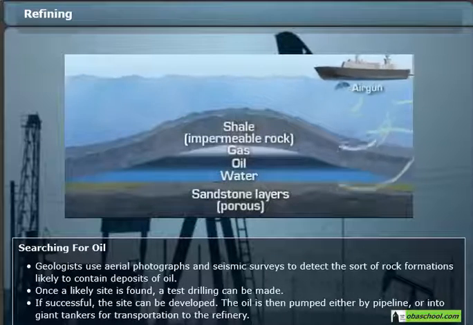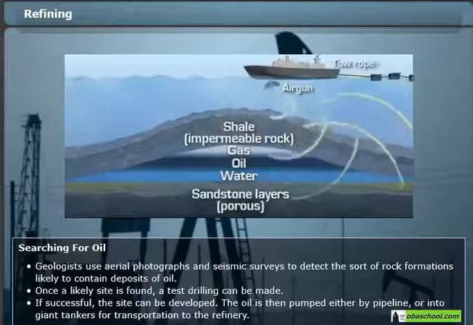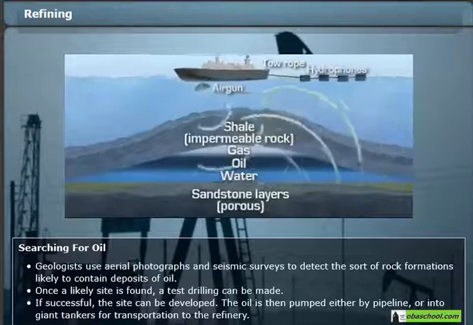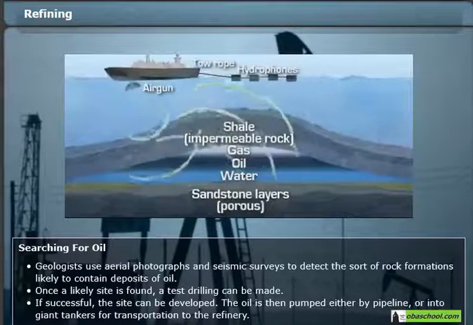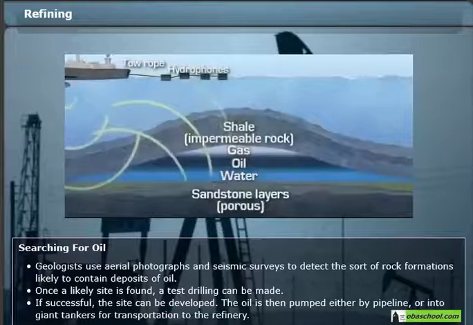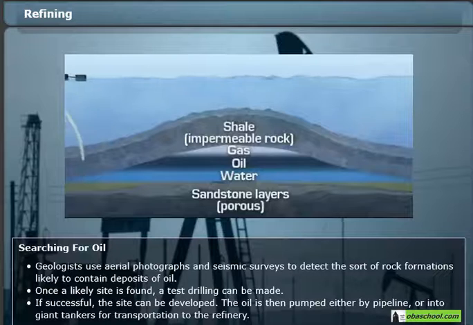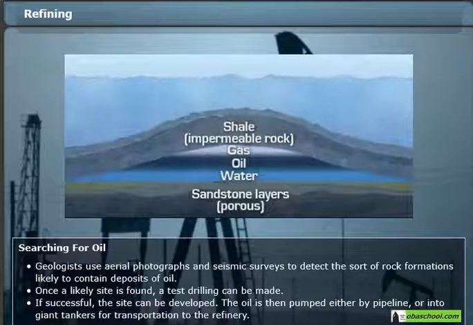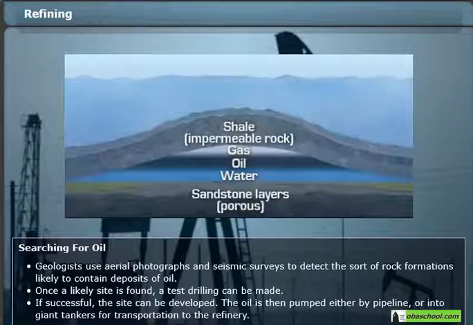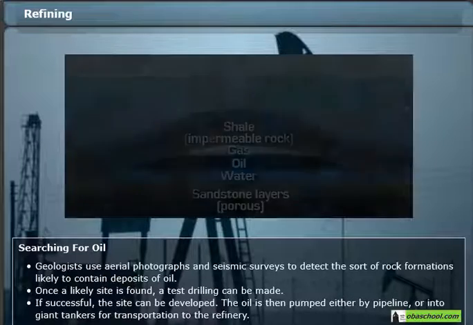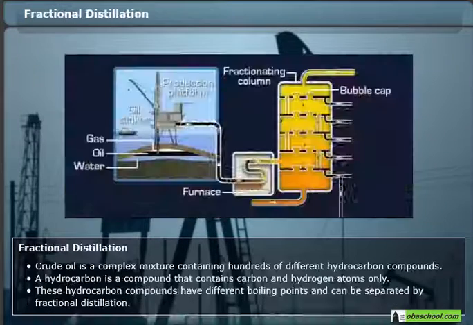Geologists use aerial photographs and seismic surveys to detect the sort of rock formations likely to contain deposits of oil. Once a likely site is found, a test drilling can be made. If successful, the site can be developed. The oil is then pumped either by pipeline or into giant tankers for transportation to the refinery.